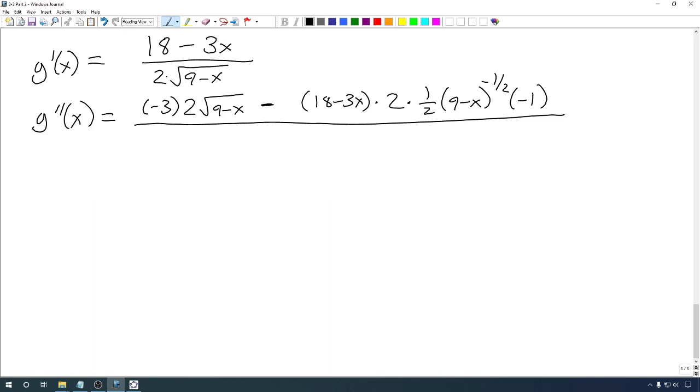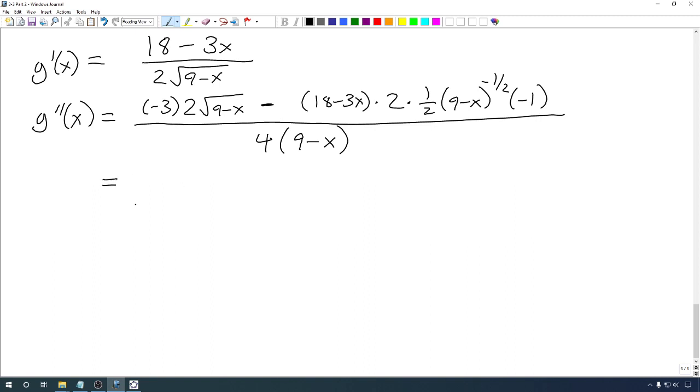Of course, we need to square the bottom as well. So the 2 becomes a 4. And the 9 minus x square rooted becomes just a 9 minus x. Now let's simplify this, because it looks like kind of a mess, doesn't it?